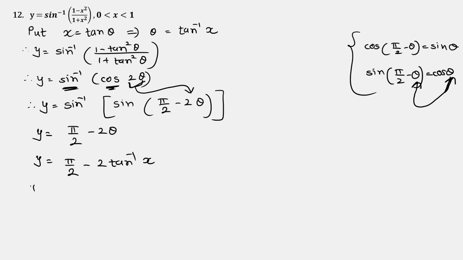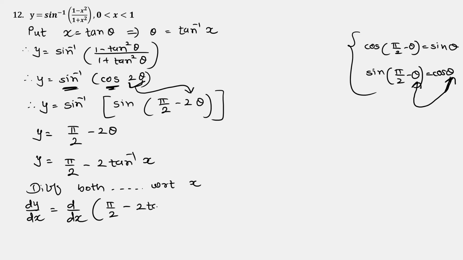Now we can again write, differentiating. So dy by dx is equal to d by dx of pi by 2 minus 2 tan inverse x.